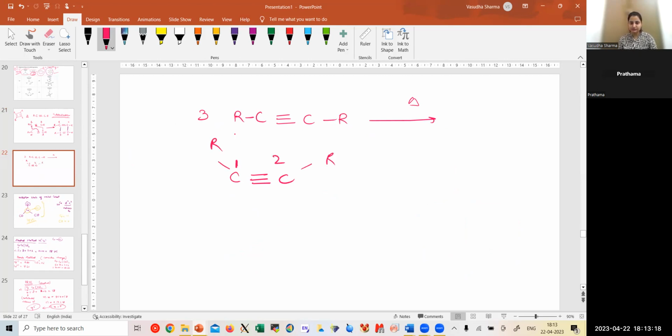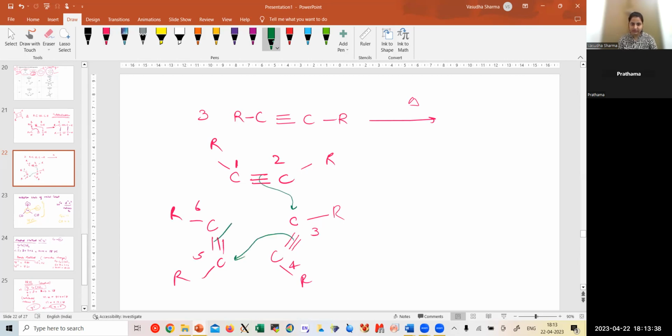Now the R, this is 3 and this is 4. And again, this is 5 and this is 6. Now again the transfer will happen. So this bond will attack on this carbon. This will attack on this carbon, and here it will attack on this carbon.